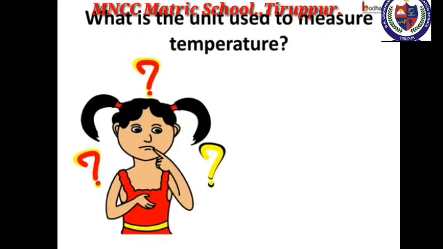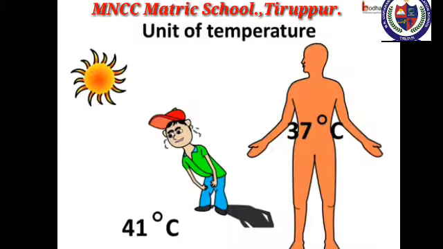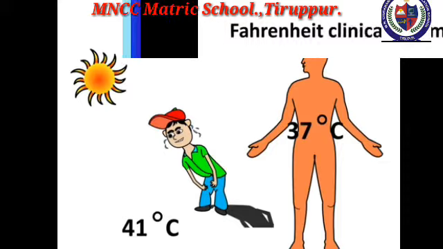Next, we move to what is the unit used to measure temperature. For example, we have different units to measure length like inch, centimeter, meter, etc. We have different units to measure the temperature. One of the units of temperature is degree Celsius. Like the temperature on the summer noon was 41 degree Celsius. The normal temperature of our human body is 37 degree Celsius.